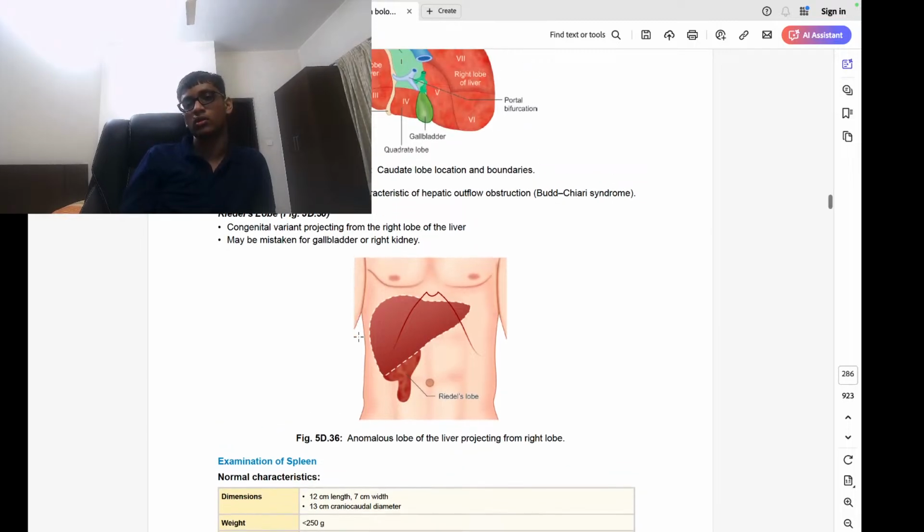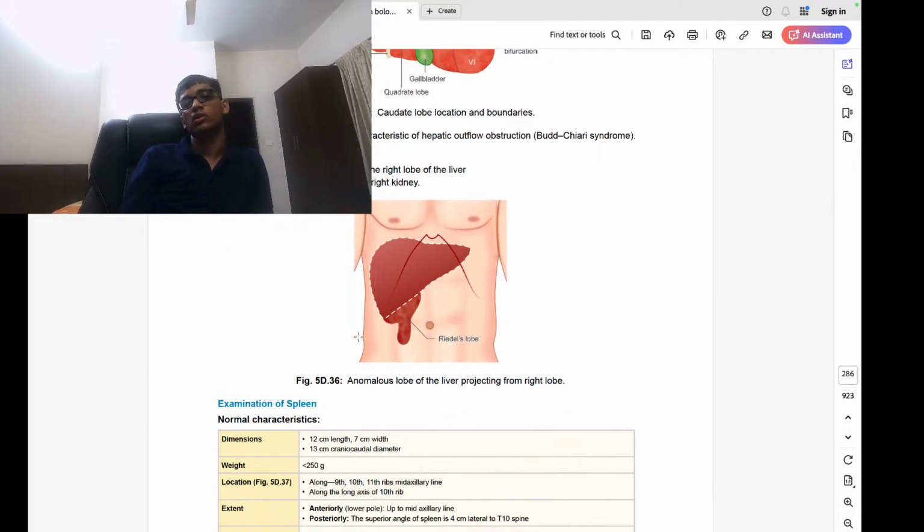Then you have a Riedel lobe, which is a congenital variant projecting from the right lobe of the liver. It may be mistaken for the gallbladder or right kidney.